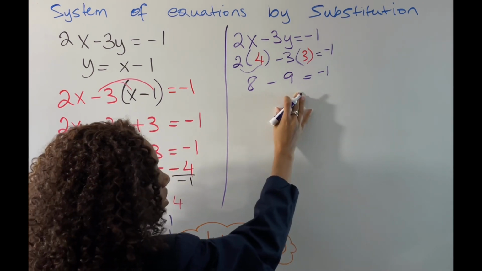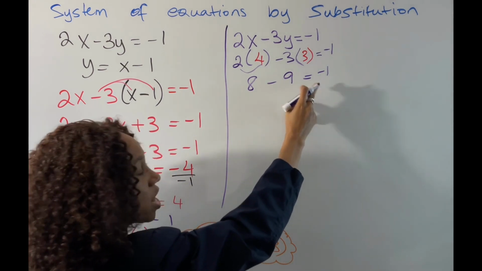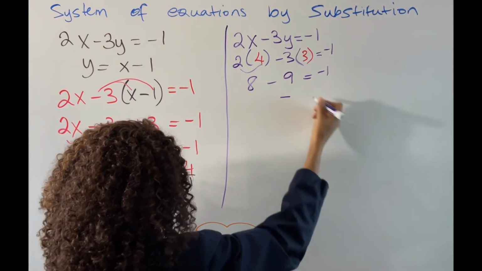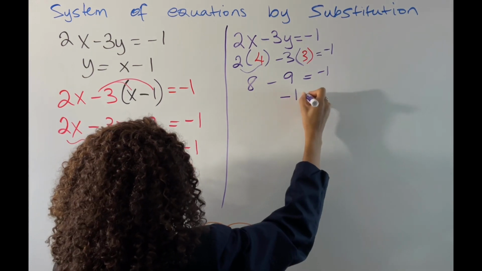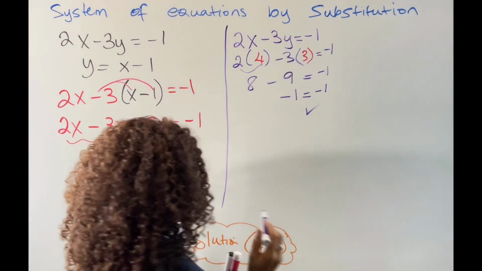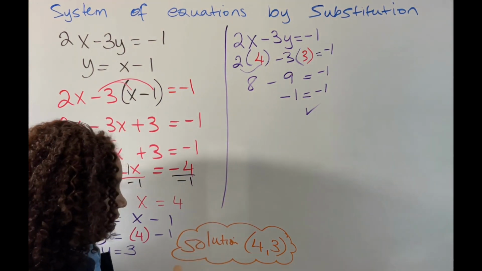You must continue. Even though we know that 8 minus 9 is equal to negative 1, you must continue. You must have one number equal to another number. So this would be negative 1 equals negative 1, and yes, that is true. So you're going to continue because you just did it for the first equation. You're going to now test it for the second equation.